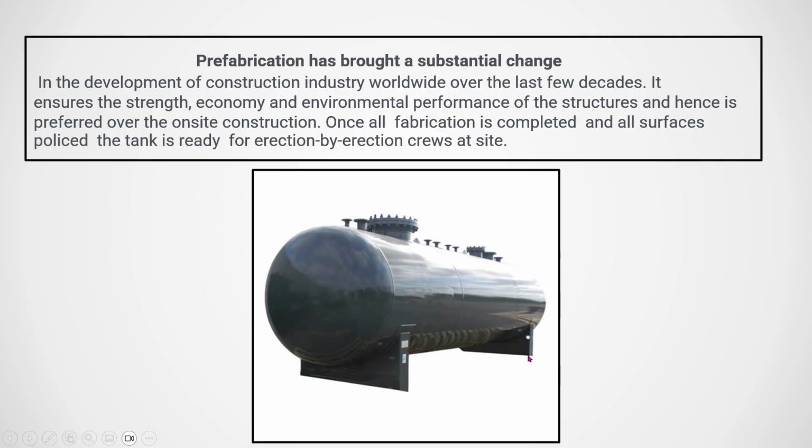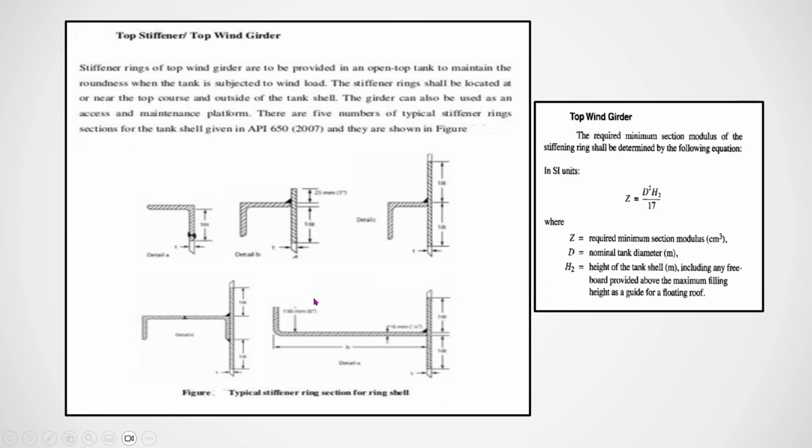Then this is the prefabricated tank. A small tank can be prefabricated outside and then brought back; otherwise, you have to do it at site. When the tank size is more, you either do it by the traditional method or the jacking method, or you can prefabricate it outside and bring it here with these saddles and place it in position. This is called the top wind girder.